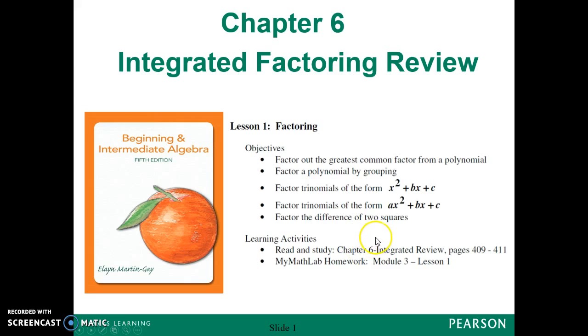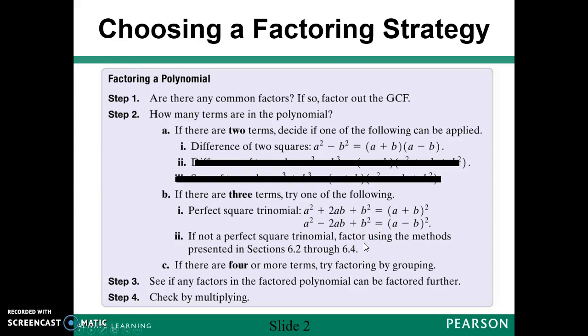We are going to factor out a greatest common factor. We're going to factor by grouping. We're going to factor trinomials where your leading coefficient is 1. We're going to factor trinomials where your leading coefficient is a number other than 1. And we're going to factor a difference of 2 squares. So here is all of the steps. And I'm going to go through all of these steps. So if you want to pause the video and take a look at this, you're welcome to. I'm going to move on.